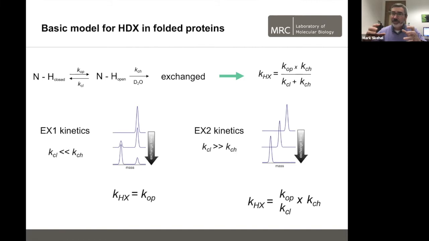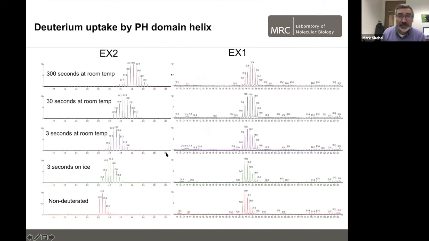EX1, on the other hand, is slower, but what's happening is you've got a structure there. As it opens for longer, you get exchange of more amino acids. So you're going from nothing exchanged, sitting there like that, opens up, a lot of amino acids are exchanged with deuterium, and then they slap back, or should I say amide hydrogens exchange, okay? So it's like that, opens up a bit more, lots of exchange, snaps back. Okay, and that's depicted here. And so this is what EX1 and EX2 kinetics look like.